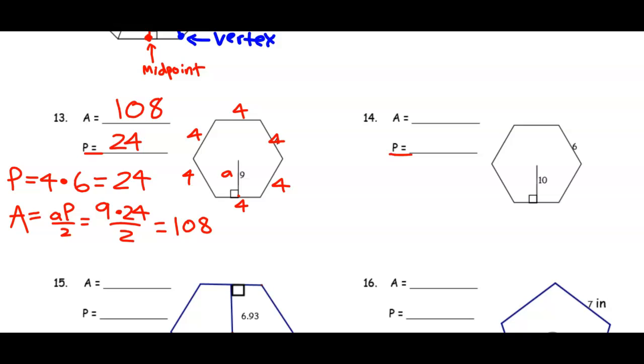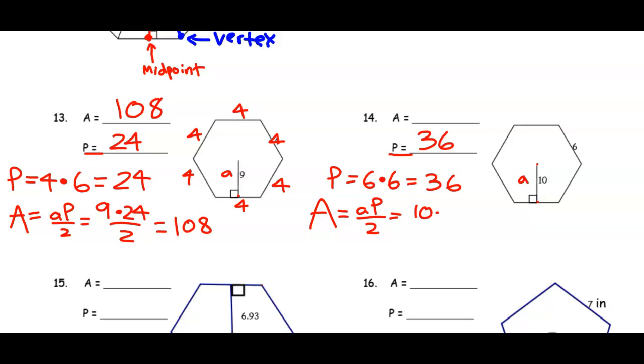Do it again. Perimeter. One side is 6. There's 6 sides. My perimeter is going to be 6 times 6, which is 36. Capital A, area, is apothem times perimeter divided by 2. Now what's my apothem? From the center to the midpoint, my apothem is 10.